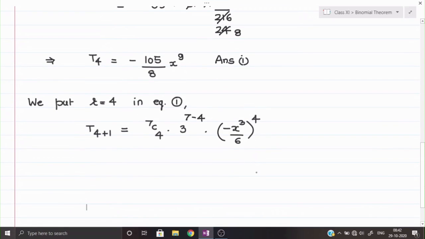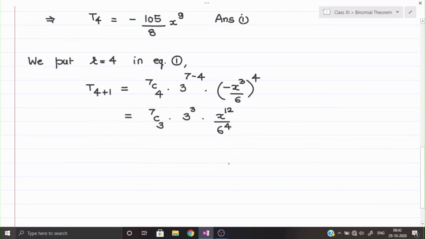Now see, 7C4 and 7C3 will be the same, because if we apply the complement rule, 7C4 we can write as 7C(7 minus 4). So this can be equal to 7C3 into 3 to the power 3 into, now see, the minus sign is coming under the even power, so the minus sign will be eliminated. Power of x will become 12, and upon it will come 6 to the power 4. Okay, let us simplify further.